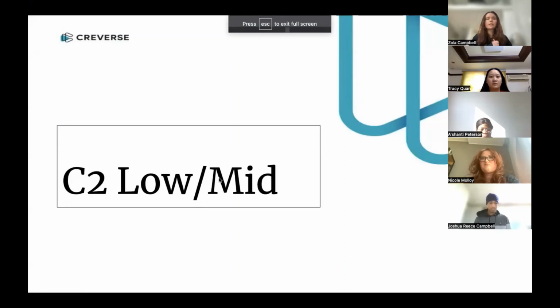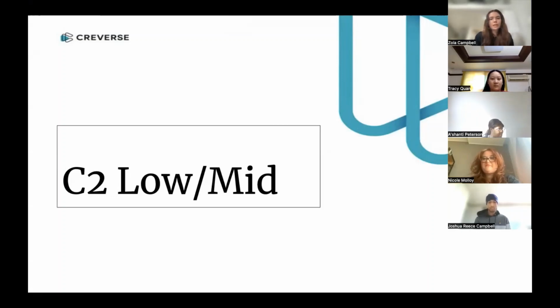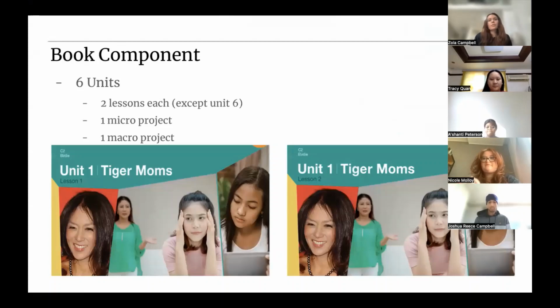All right, so C2 low mid is the other main program for this upcoming term. I think you guys did C1 yesterday. So C2, I would say, is like the more fun part of the term. It's project-based, discussion-based, and it's basically just like building perspectives for the students. So it's broken up into 6 units. There are 2 lessons each, except for unit 6, which has 3. So you're focusing on the same topic for 2 weeks in a row. And you have a smaller project and then a bigger project.